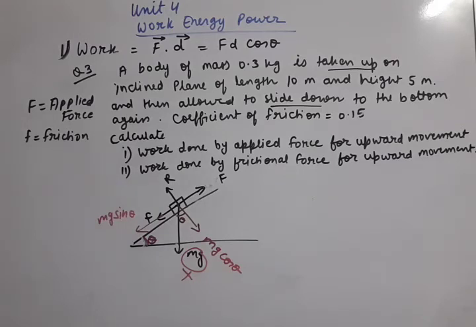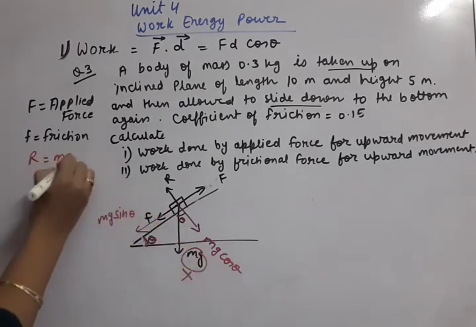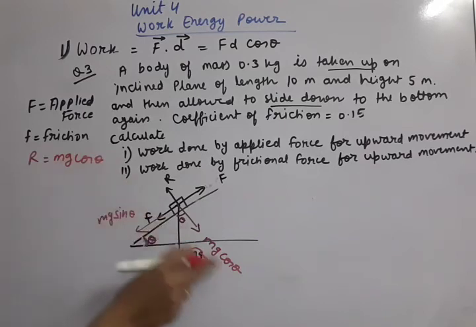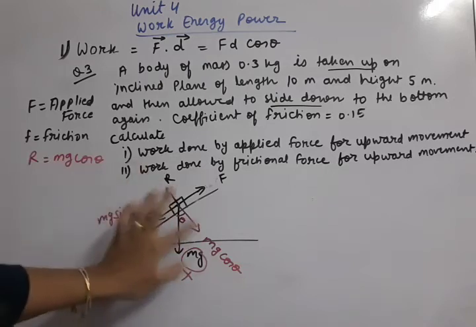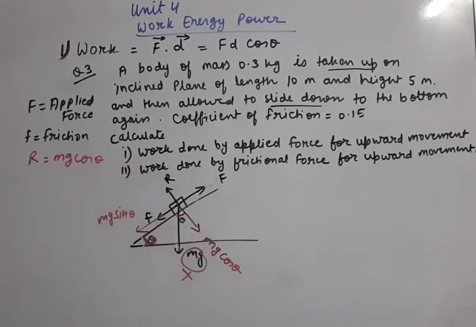Now how many equations are being framed? Let us make those equations and let's see where we will be using them. So the first equation is R equal to mg cos theta. Okay, they are just opposite, and net force is 0 here. So R and mg cos theta are cancelling.